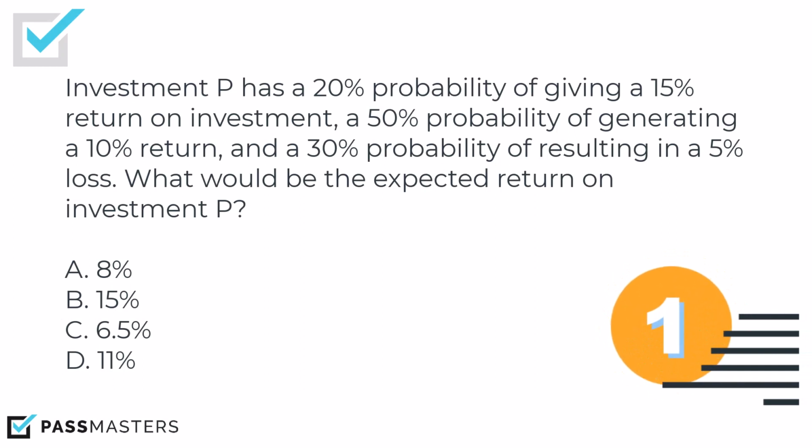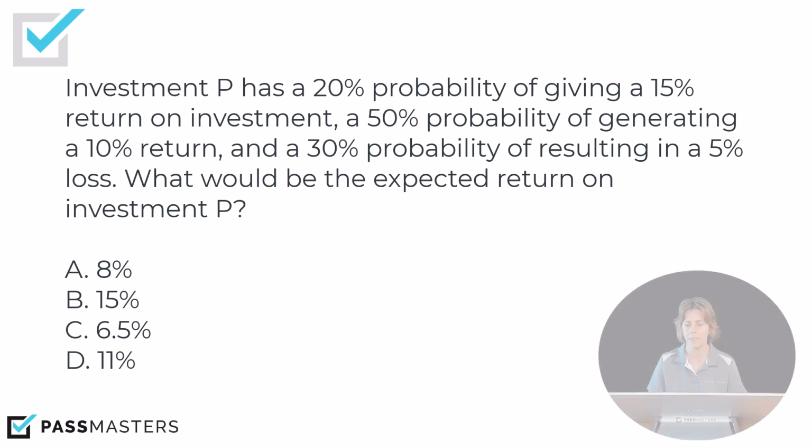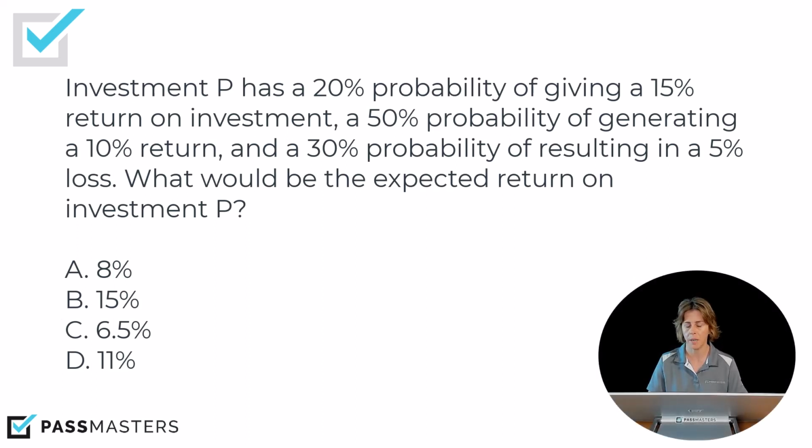Investment P has a 20% probability of giving a 15% return on investment, a 50% probability of generating a 10% return, and a 30% probability of resulting in a 5% loss. What would be the expected return on investment P? So we have some choices here: 8, 15, 6.5, and 11.